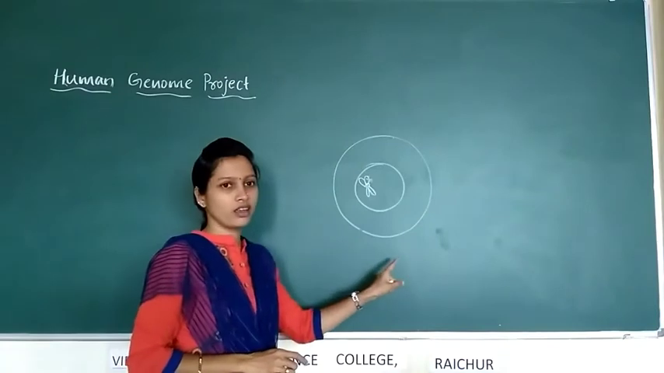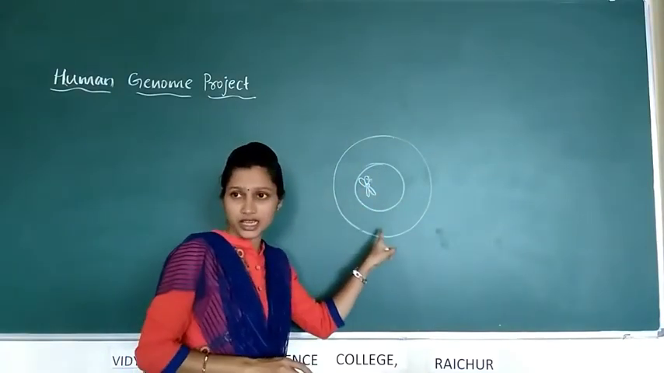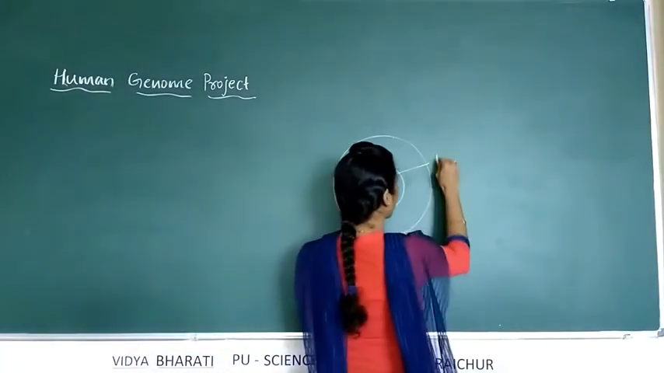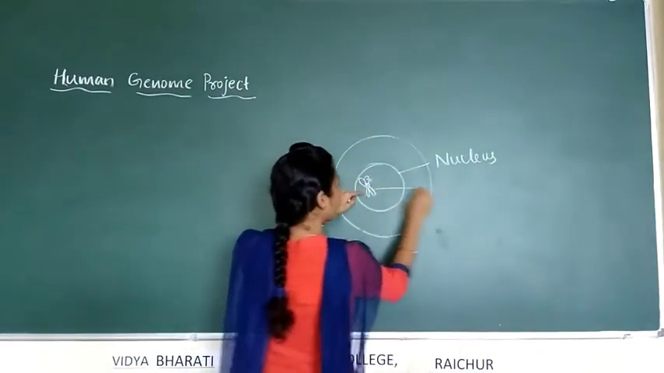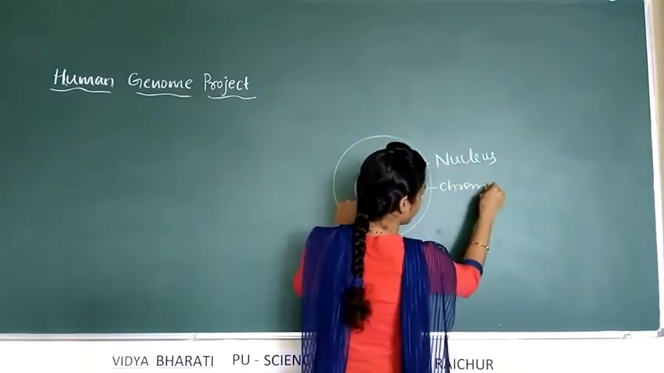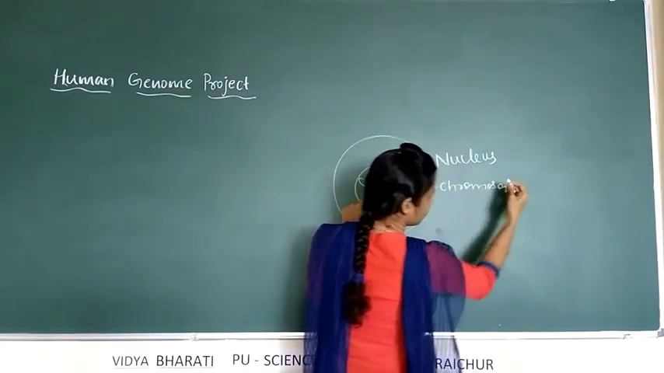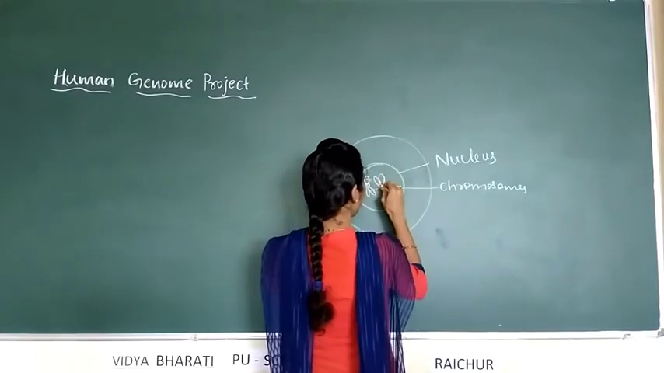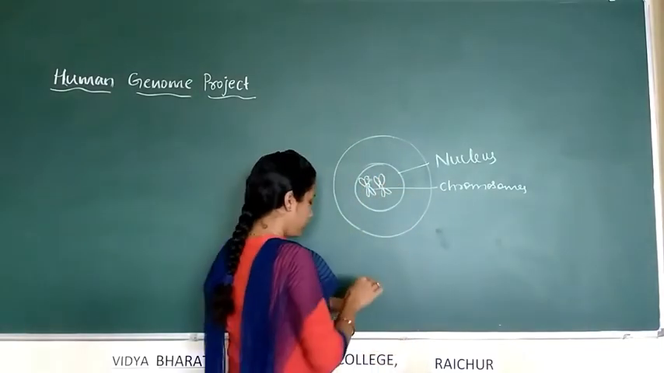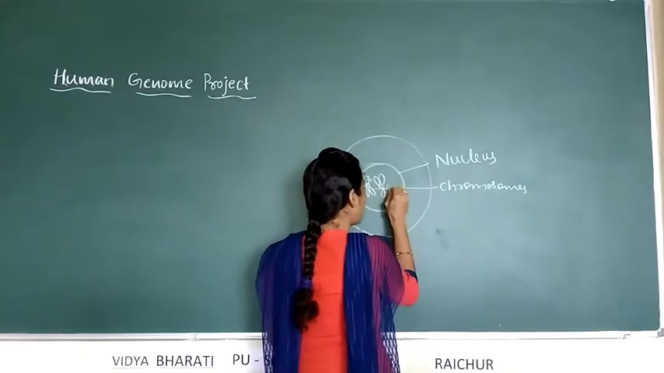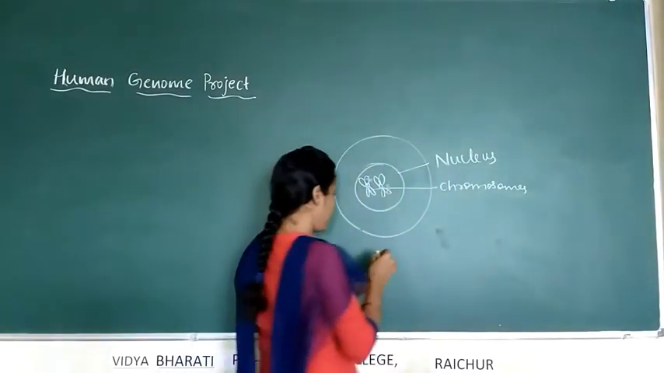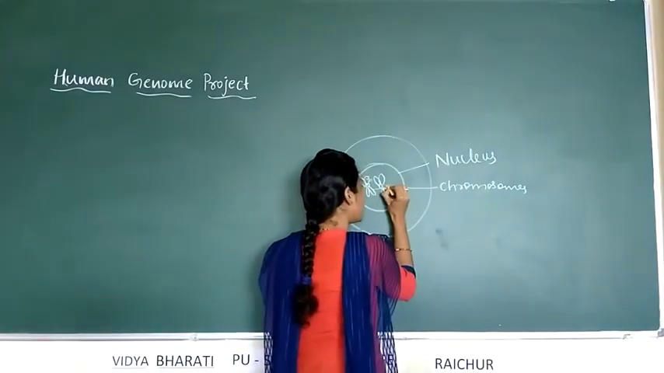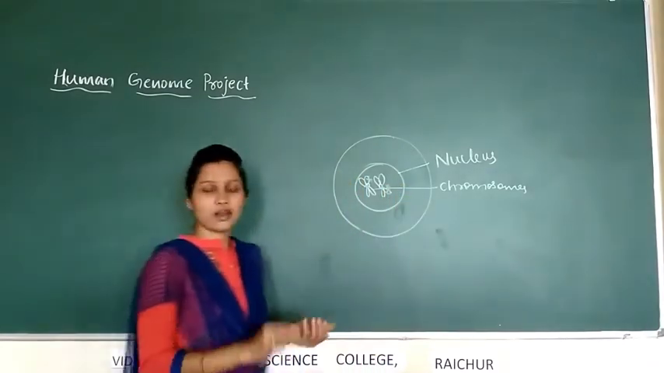Plasma membrane. Inside the plasma membrane, the nucleus. This is the nucleus of the cell. In that nucleus, chromosomes are present. The chromosome contains DNA, and in that DNA, genes are present.